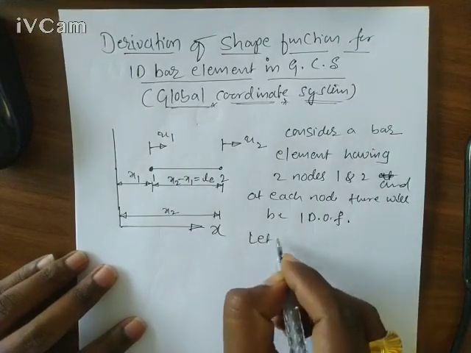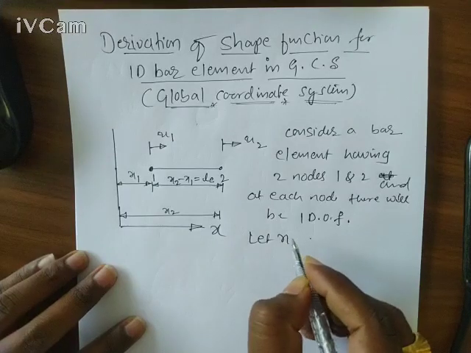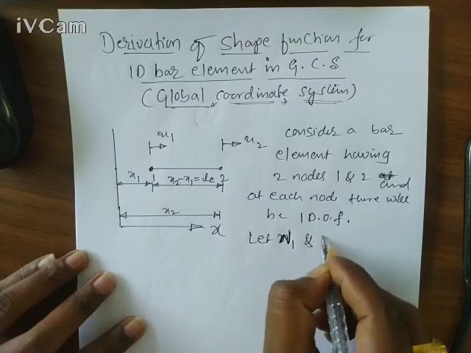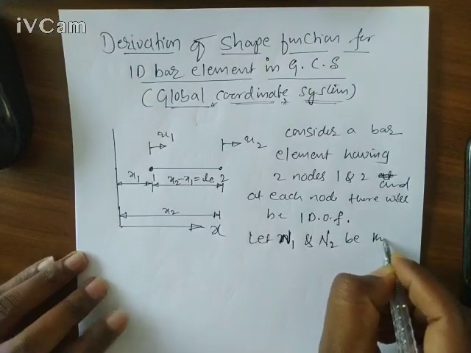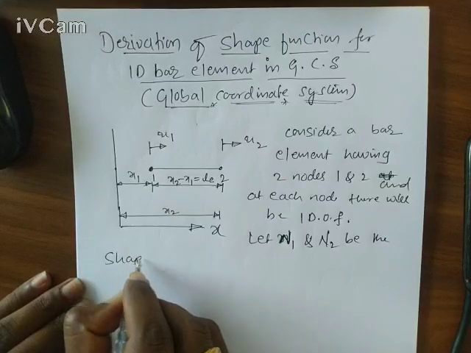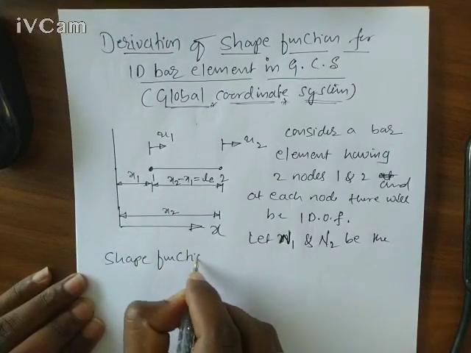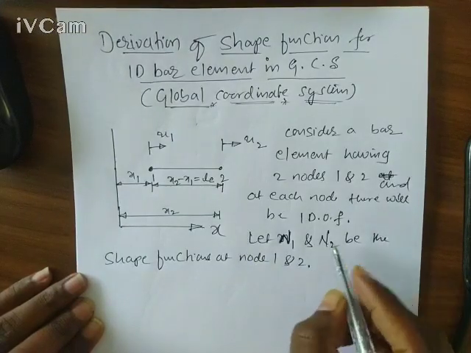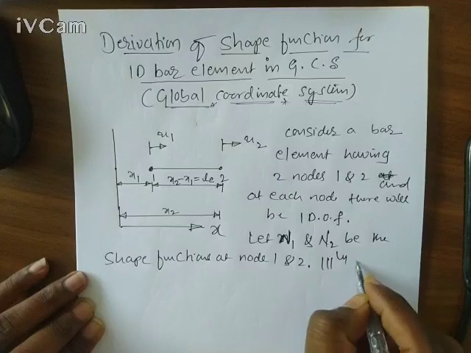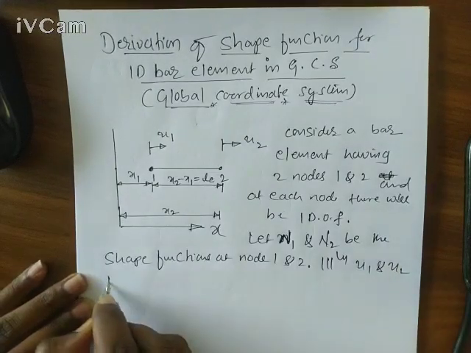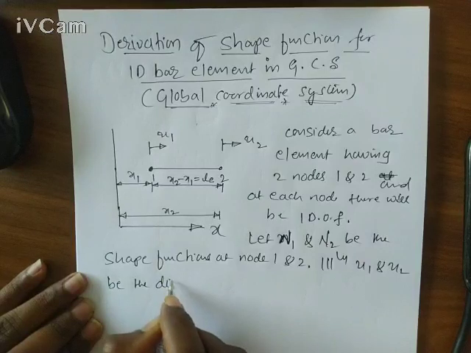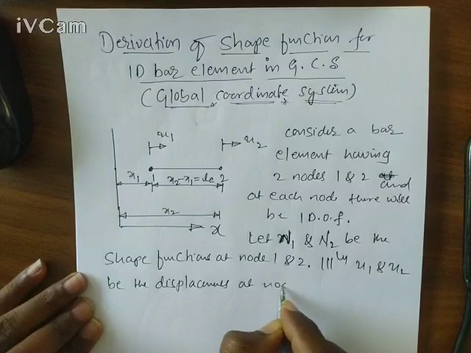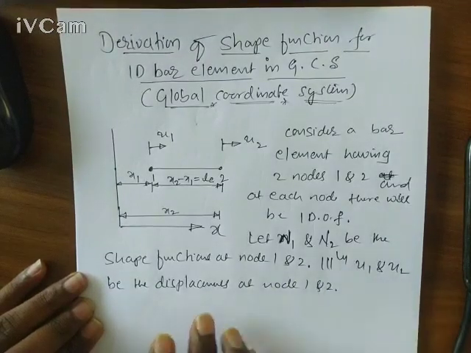Let N1 and N2, with capital N, be the shape functions at node 1 and 2. Similarly, u1 and u2 be the displacements at node 1 and 2.